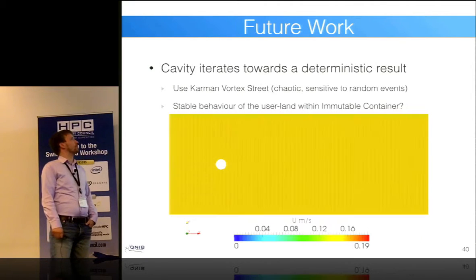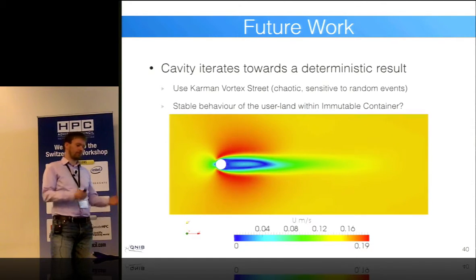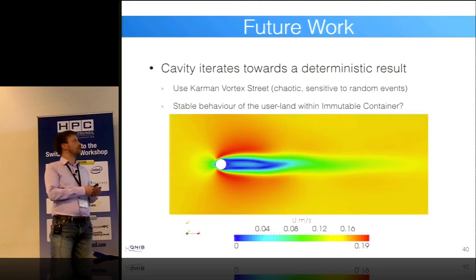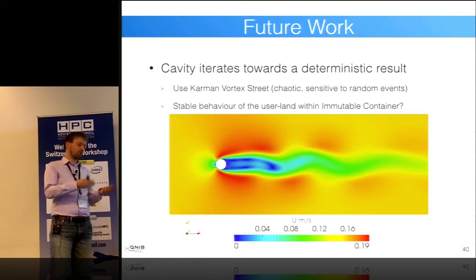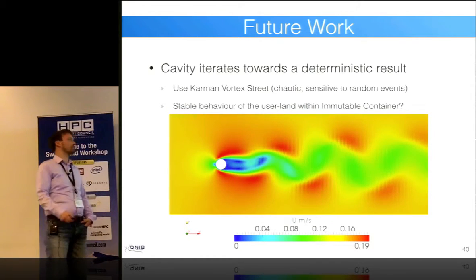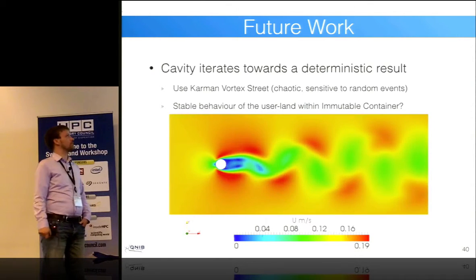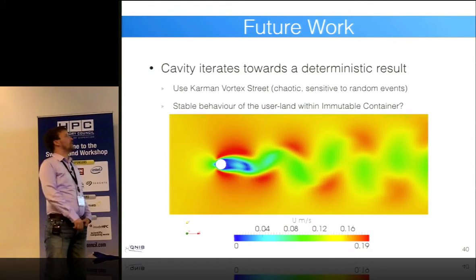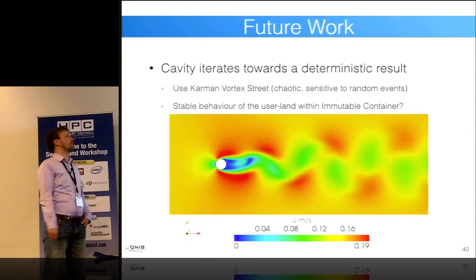Yeah, and I would like to do some more work in this direction. First thing that should be done is the cavity case iterates toward a very deterministic result. So the more effort you put in it, you can only get a finer result, but you won't get totally different results. So what I would like to use is the Karman Vortex Street use case, which has a very chaotic outcome and is sensitive to random events.